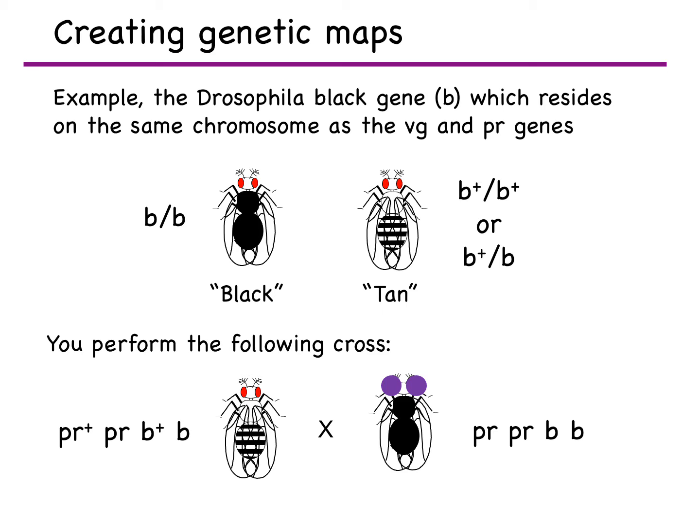So let's say we set up the following cross where we have a fly that's a dihybrid for the purple and black gene. And again, the purple gene affects eye color. And you do a test cross. So again, immediately when I say the word test cross, you should know that what that means is that you're doing a cross to a homozygous recessive for both of the traits that you're looking at. So we do a test cross and we get the following results.